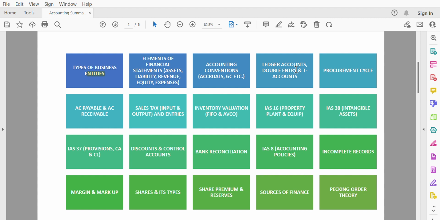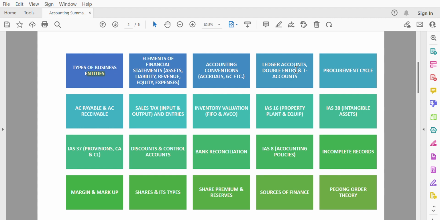And similarly, the sales, income, and liability, they all share the same features, which means that an increase in sales or liability or income or equity means that it is a credit, and an increase in expenses and assets means that it is a debit.